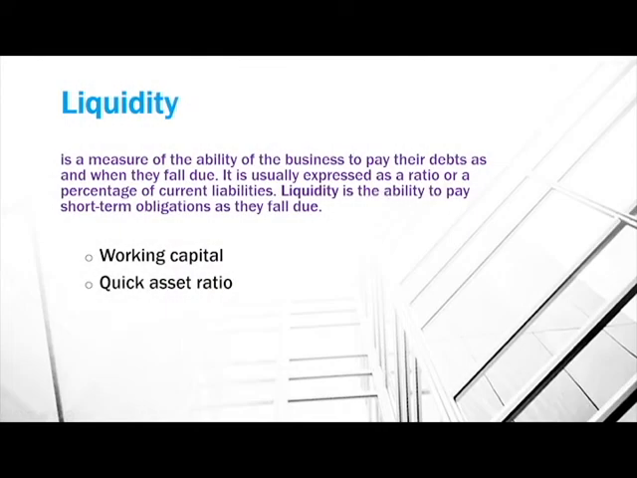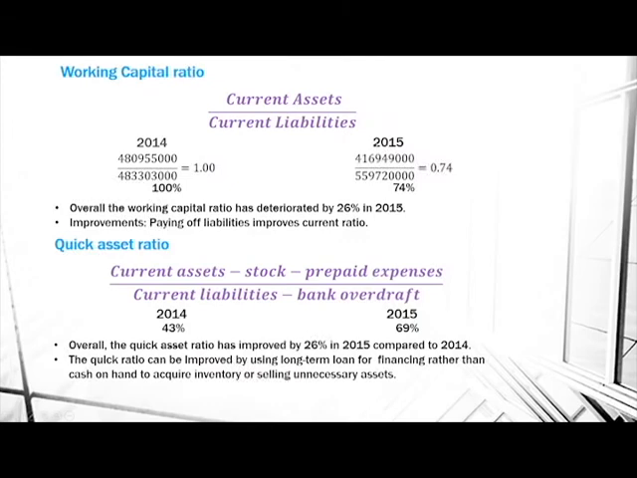Moving on to the liquidity ratios. Liquidity is a measure of the ability of a business to pay their debts as and when they fall due. Overall, the working capital ratio has deteriorated by 26% in 2015. This shows that the business has liquidity problems as there are not enough current assets to pay for current liabilities as they fall due. The business should pay the liability as fast as possible to improve the ratio.